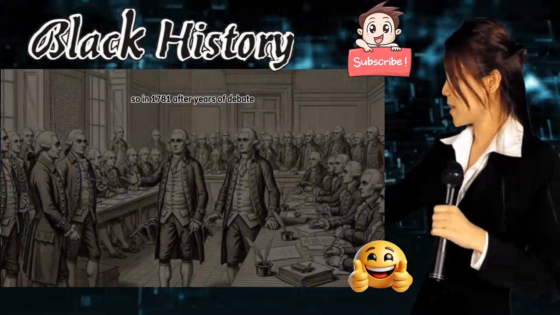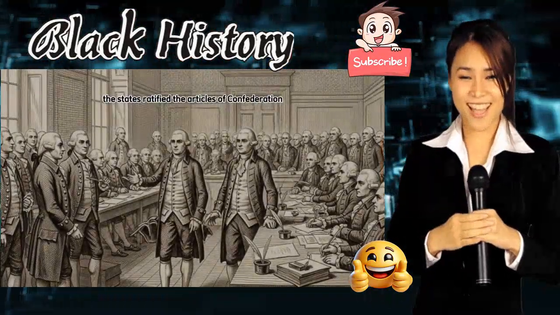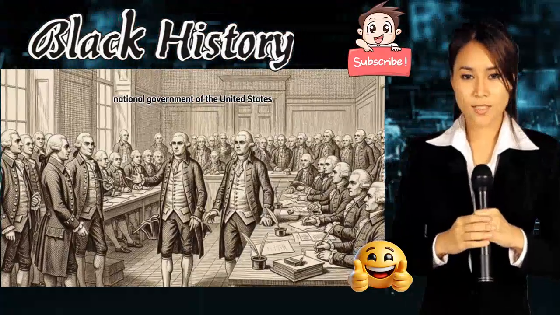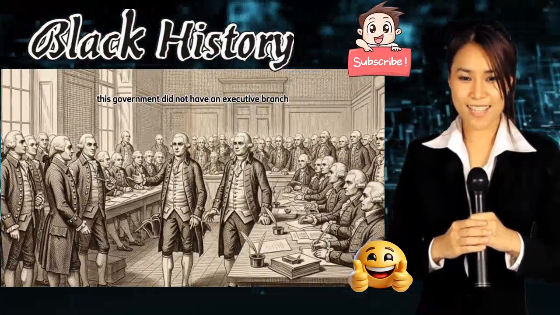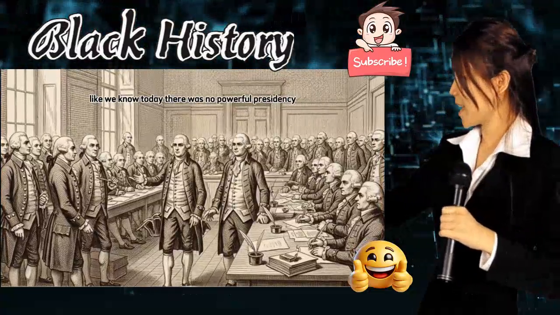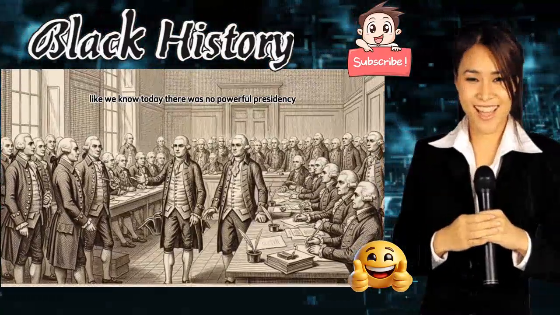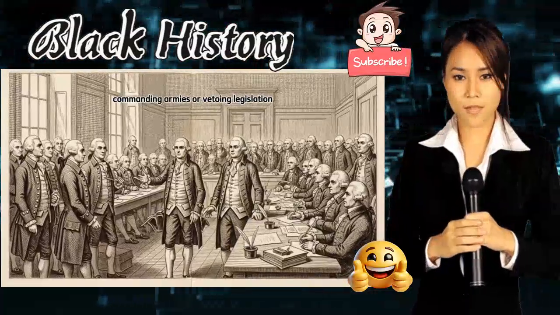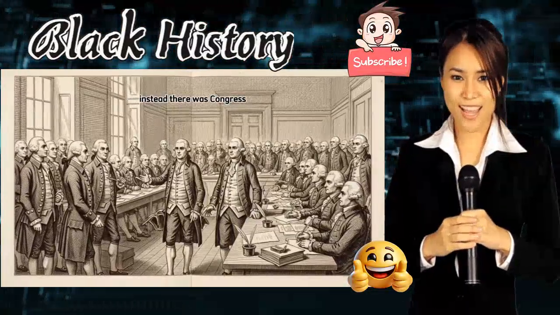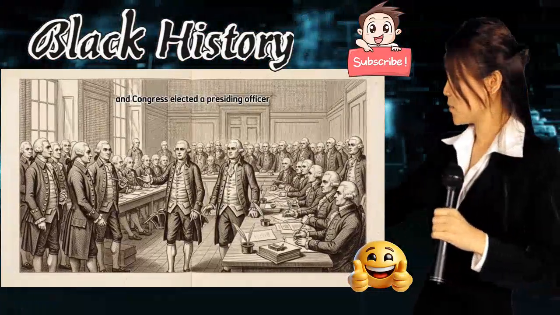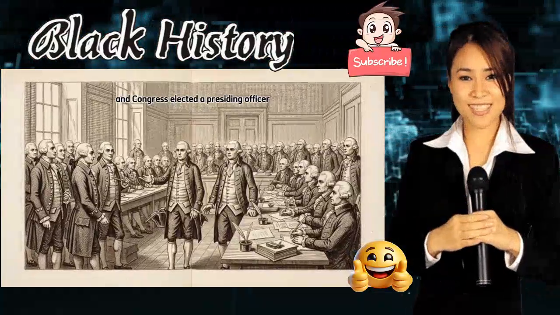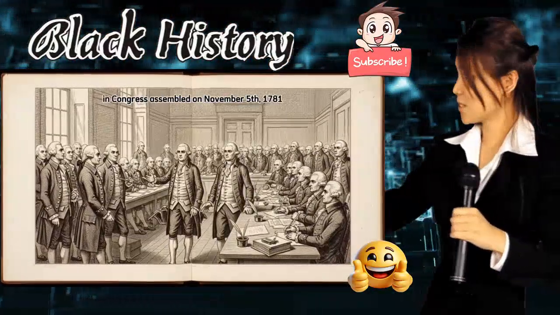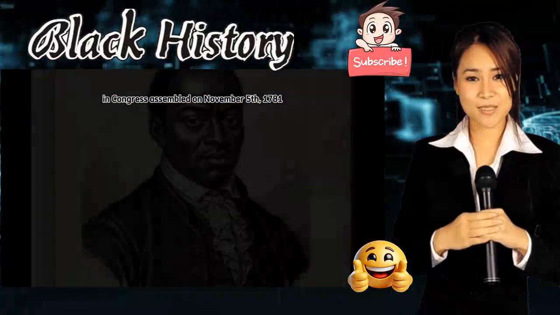So in 1781, after years of debate, the states ratified the Articles of Confederation, creating the first national government of the United States. This government did not have an executive branch like we know today. There was no powerful presidency, no cabinet, no centralized authority commanding armies or vetoing legislation. Instead, there was Congress. And Congress elected a presiding officer. That office carried a formal title, President of the United States, and Congress assembled.